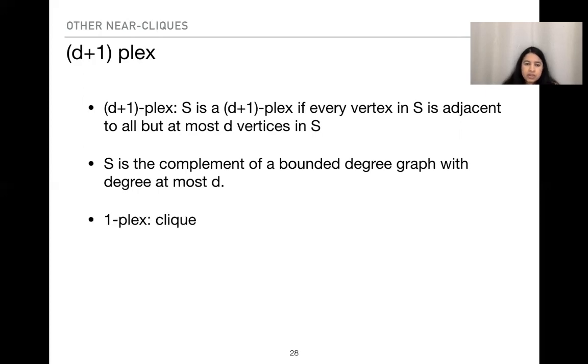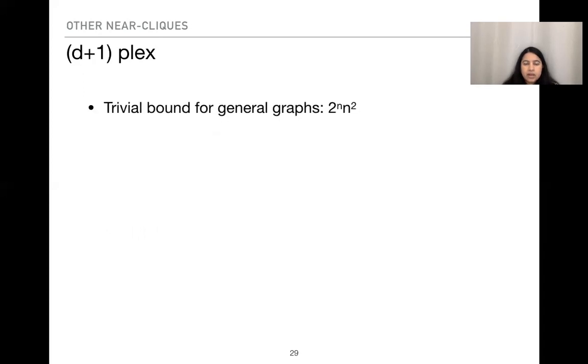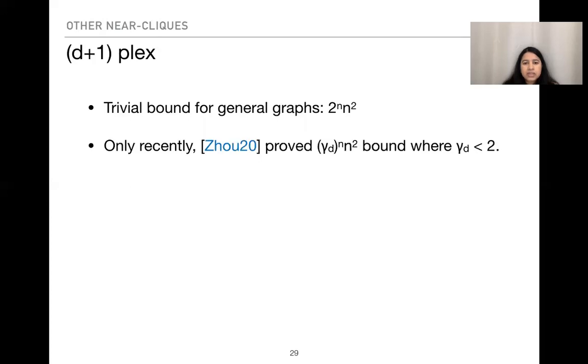A one-plex would be a clique. So the trivial bound for counting D plus one plexes is 2 to the N times N squared. And for a very long time, nothing better than this was known.